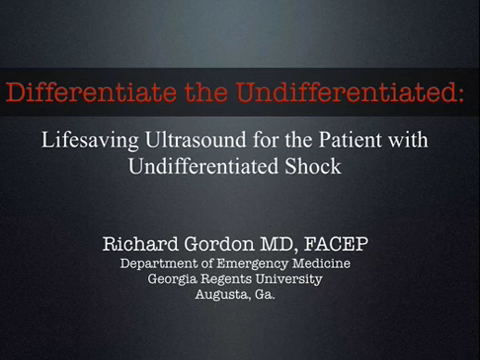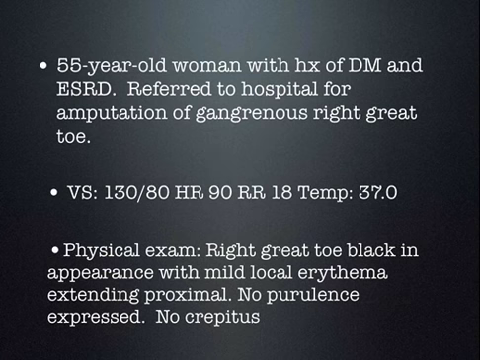So with that, I'd like to start off with a case. I actually have 3 cases in here. It's going to be dependent upon what kind of time is left, what I get to show you, but all 3 of these cases are cases from MCG. So the first one is a 55-year-old woman with a history of diabetes and end-stage renal disease. She's referred to the hospital for amputation of a gangrenous right toe. She was sent to the emergency department because they didn't have any beds upstairs. They asked if we would board her, waiting for a bed to open up. You can see her vital signs right there.